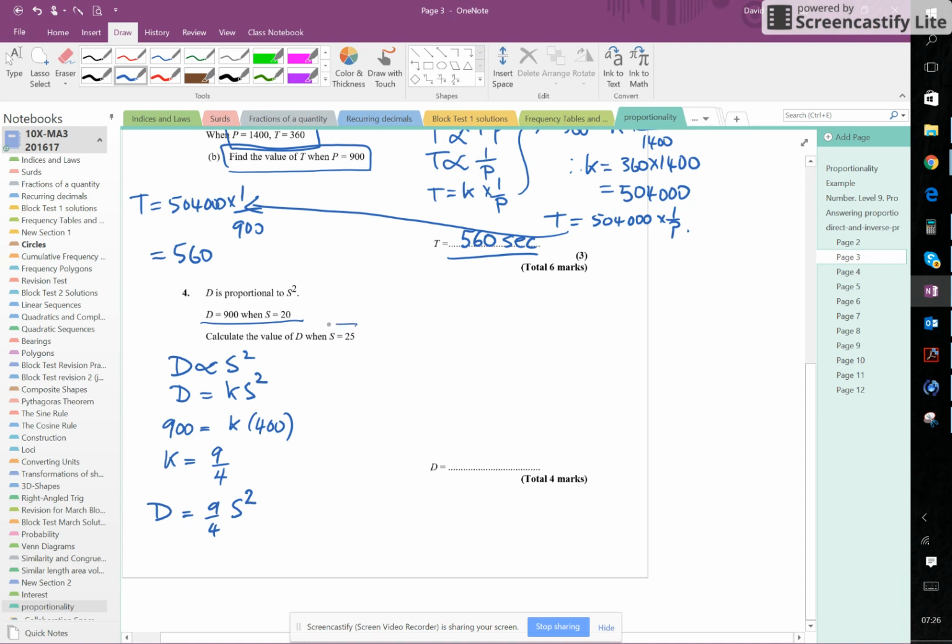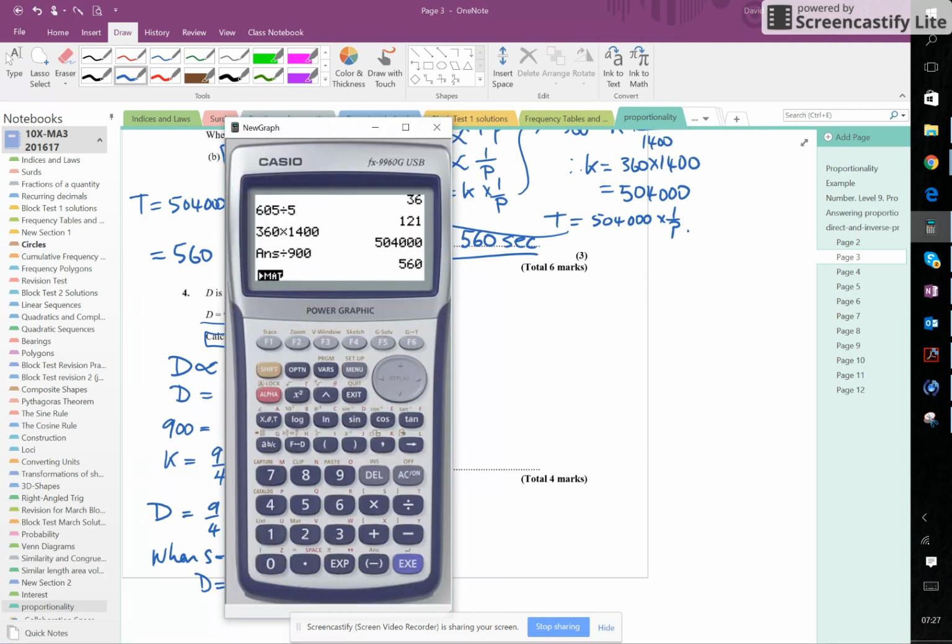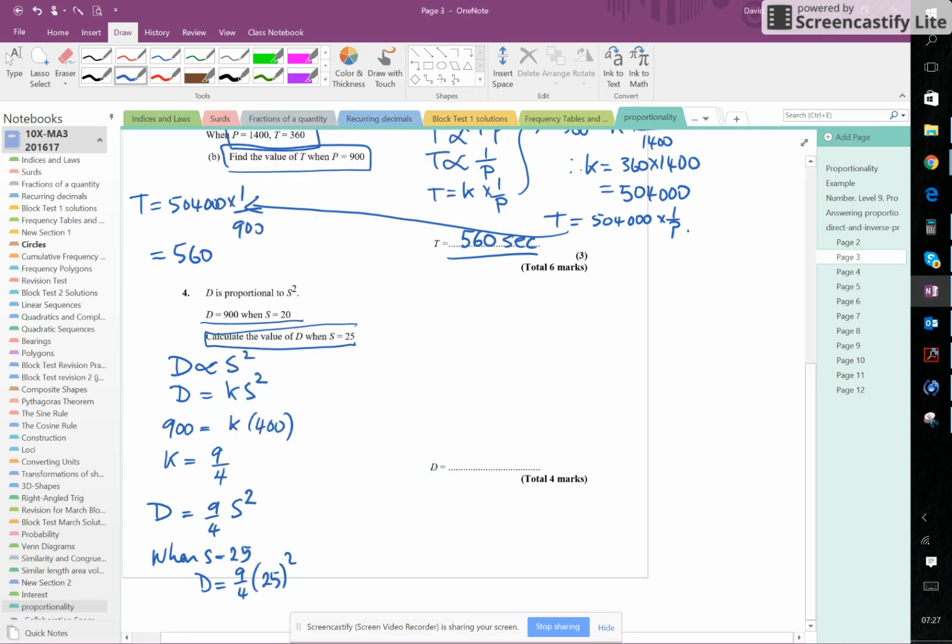Now it asks us to answer the question. So calculate the value of D when S is 25. So when S is 25, D equals 9 quarters times 25 squared. Work that out. 9 quarters times 25 squared, and we get 1406.25.